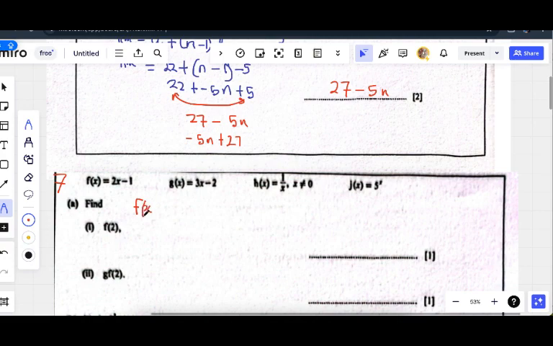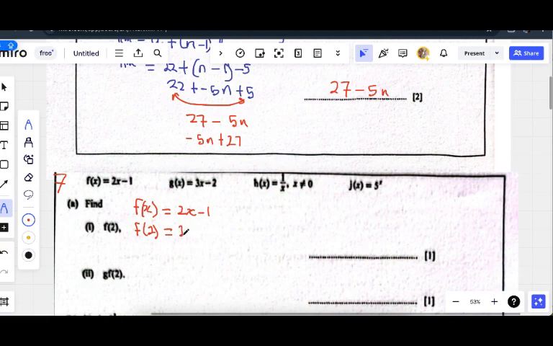Remember f of x is equal to 2x minus 1. So if we say f of 2 now, meaning in place of x we've replaced with 2, what it means is in place of x, you replace it with 2. So if you do that, this will become what?